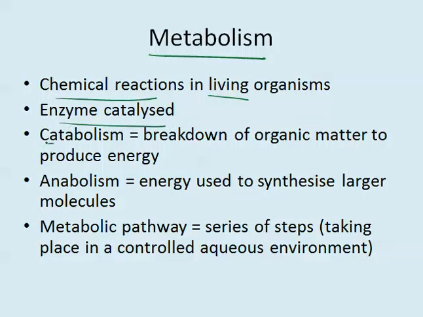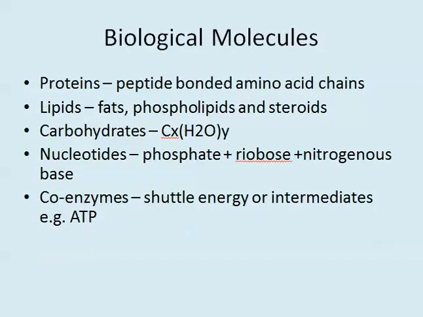Now there's two types. There is catabolism, where we break down organic matter to produce energy, and anabolism, where we use energy to make new molecules. So these are the opposites of each other, if you like. And a metabolic pathway is a series of steps taking place very often in a controlled aqueous environment.